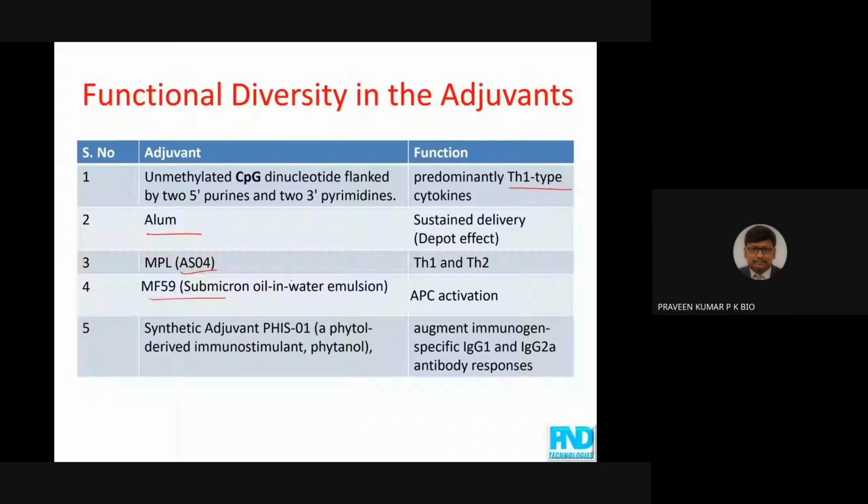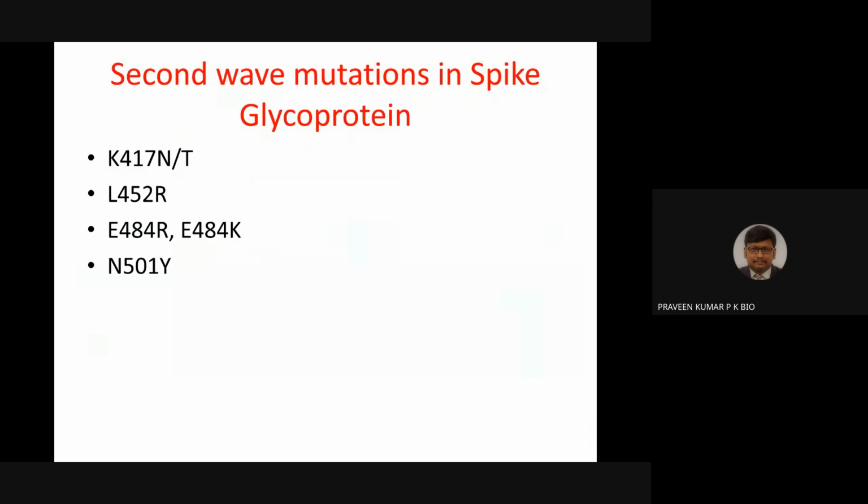MF59 is a submicron oil-in-water emulsion. This can activate the antigen presenting cells. So like this, you can see each and every adjuvant has a specific action with respect to the antigen.